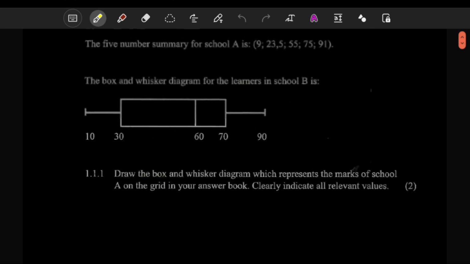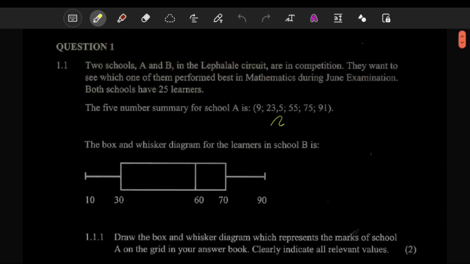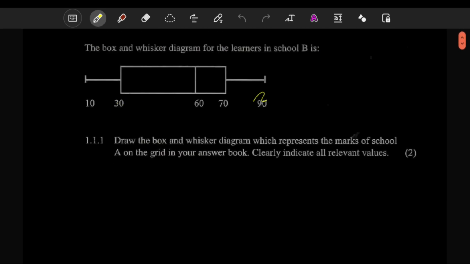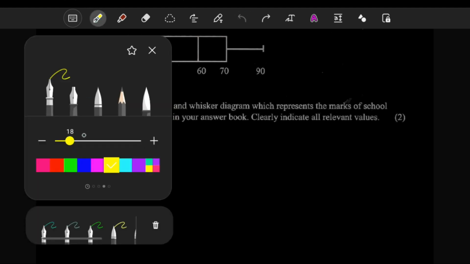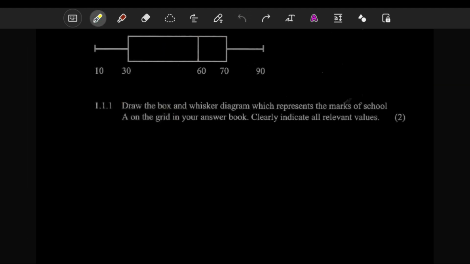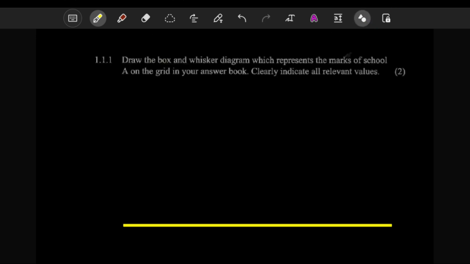But anyways, it doesn't look like we're going to have a hard time doing a box and whisker diagram for this. We can use this to help us. The first thing you want to do is draw a straight line so that we have some form of scale, because with your box and whisker diagrams you're going to have some kind of scale. So let me draw a straight line. There we go.